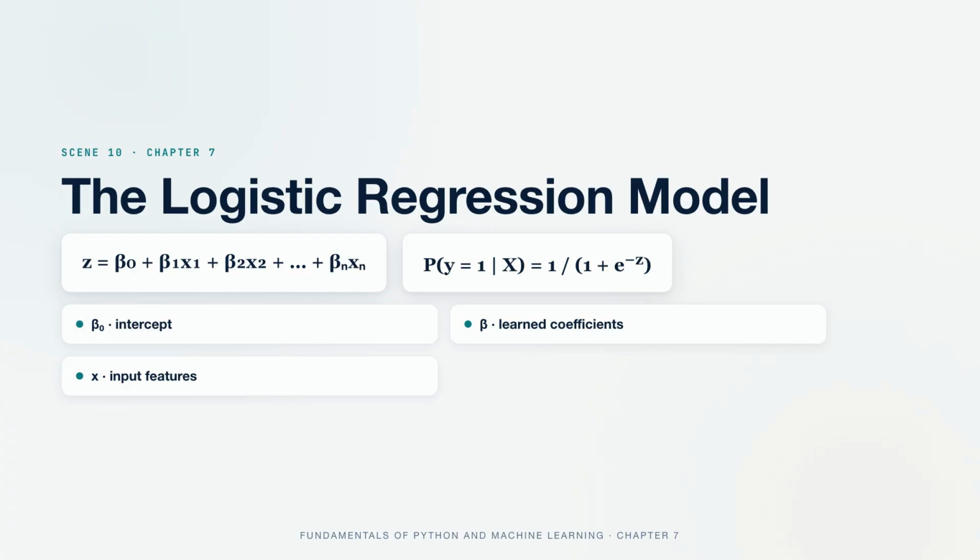Beta 0 is the intercept, each beta value is a learned coefficient, and each x value is an input feature. With one feature, we can visualize the model as a sigmoid curve. With multiple features, the model creates a decision boundary in a higher dimensional feature space.